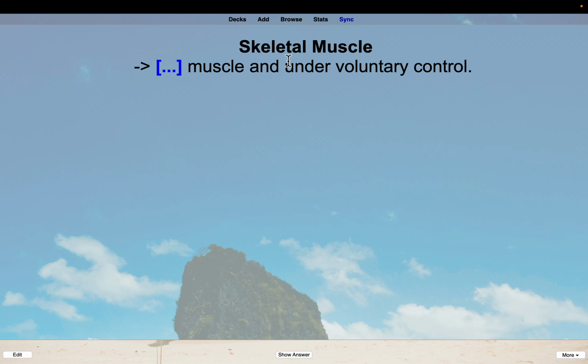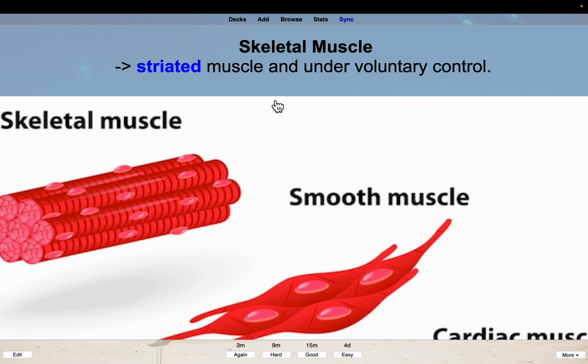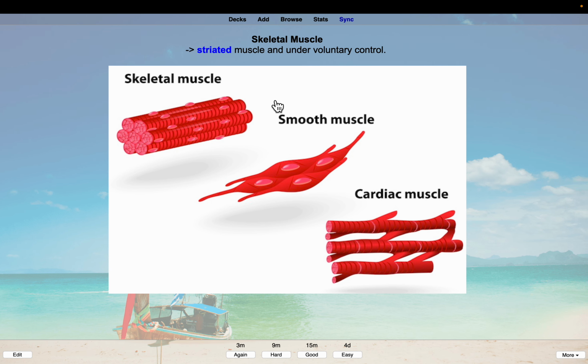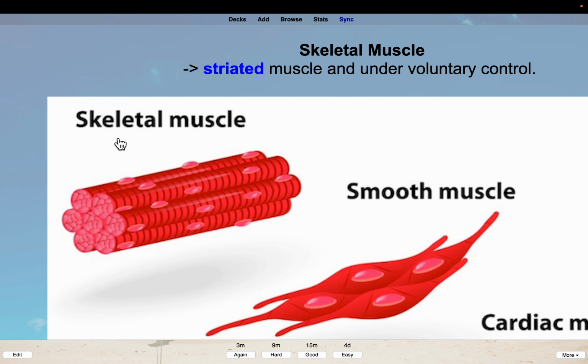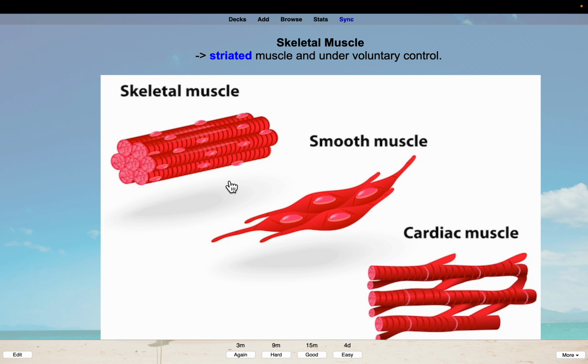Skeletal muscle. Striated muscle and under voluntary control. So again, we have three types of muscle. This one is voluntary, these two are involuntary. For skeletal, it's striated. From its appearance here, this is striated. And yeah, under voluntary control.